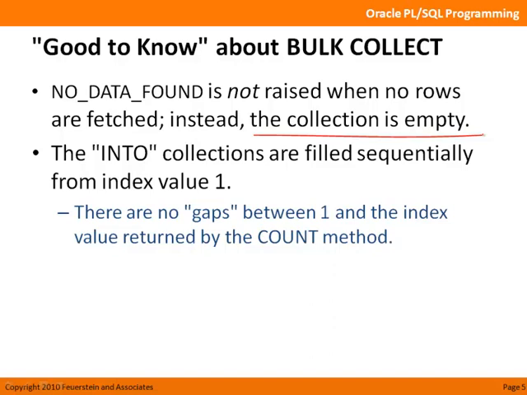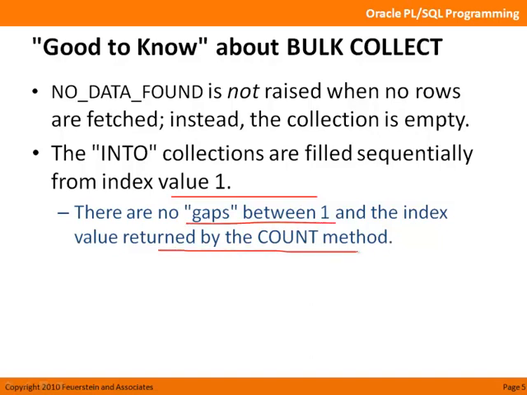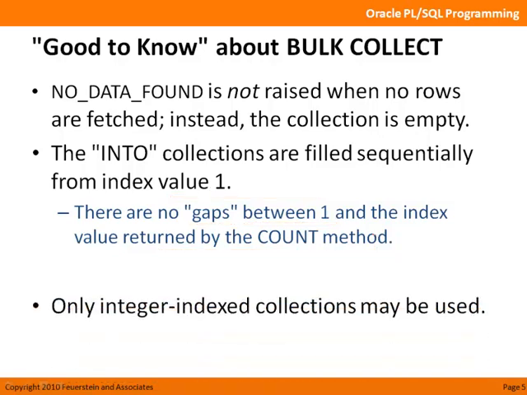Second, the INTO collections, the collections listed after the INTO keyword, are always filled sequentially from index value 1. That means that there are no gaps, no undefined elements between index value 1 and the index value returned by the COUNT method. So if I retrieve 100 rows of data, then index values 1 through 100 are all filled, guaranteed. That's how bulk collect works.